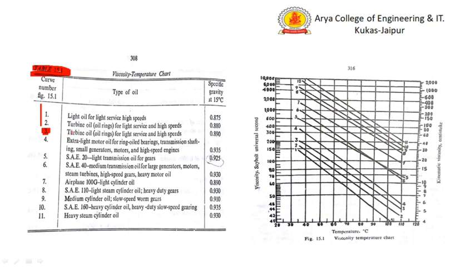Oil number 3 is turbine oil rings for light service and high speed, and for that oil the specific gravity rho at 15 degrees centigrade is 0.890. Now for this oil, go to figure 15.1 of the data handbook. This is the diagram between temperature and kinematic viscosity, in centistokes. So this is the value of Z dash K.